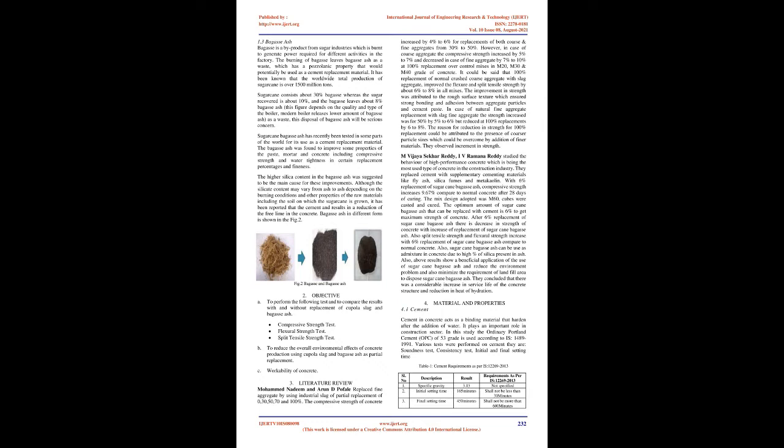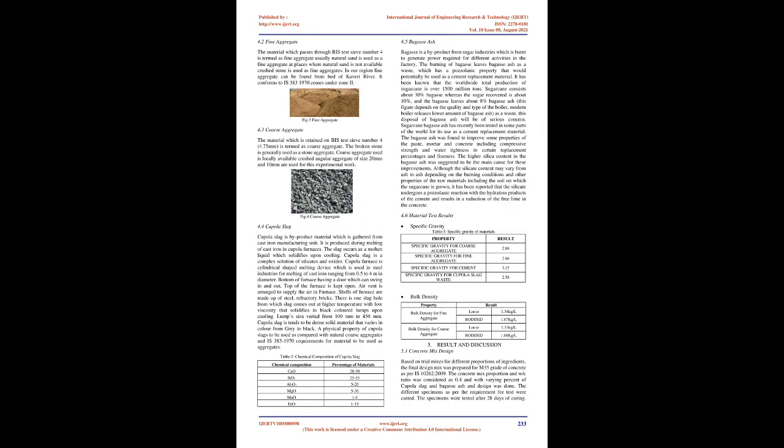Point 2. To reduce the overall environmental effects of concrete production, cupola slag and bagasse ash were used as partial replacement. Strength increased by 4% to 6% for replacements of both coarse and fine aggregates from 30% to 50%. However, in case of coarse aggregate the compressive strength increased by 5% to 7% and decreased in case of fine aggregate by 7% to 10% at 100% replacement over control mixes in M20, M30 and M40 grade of concrete.